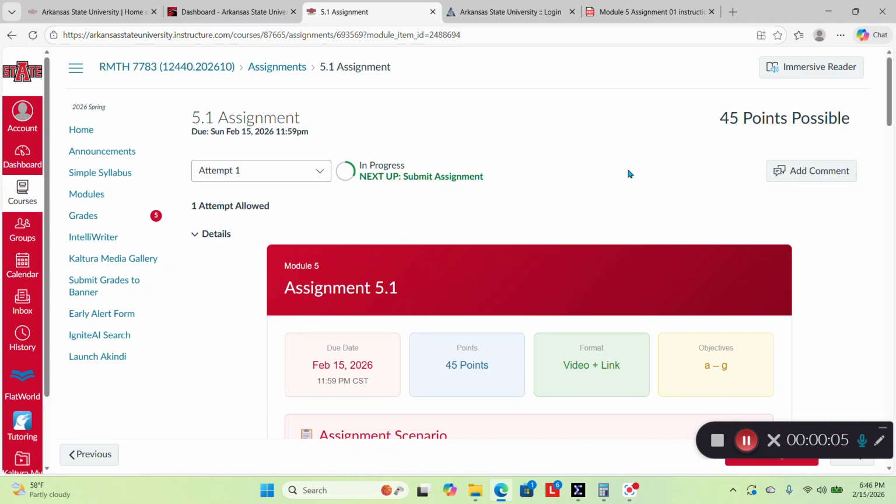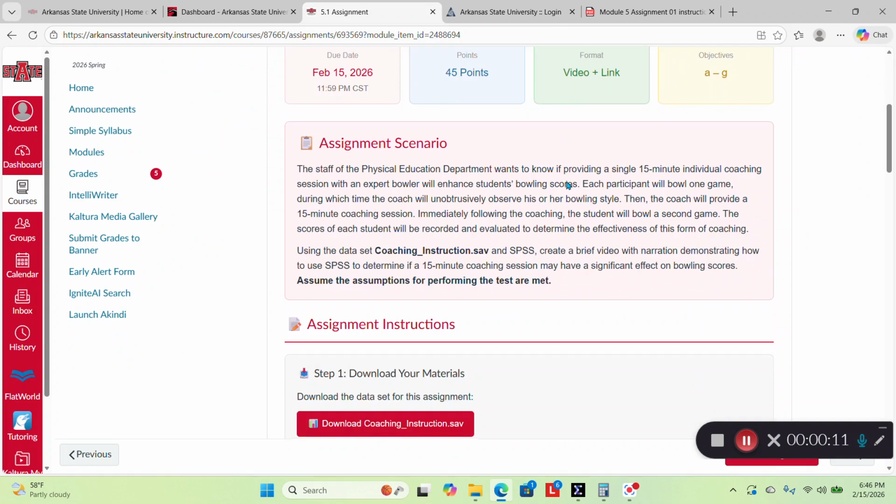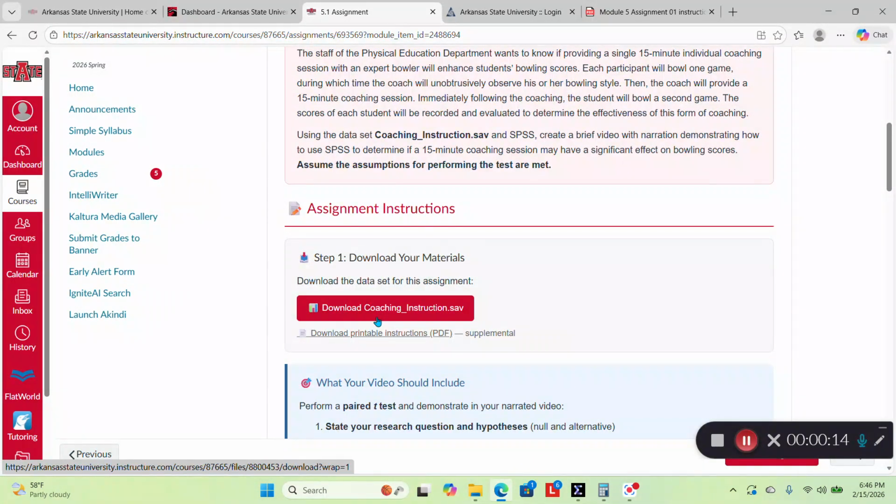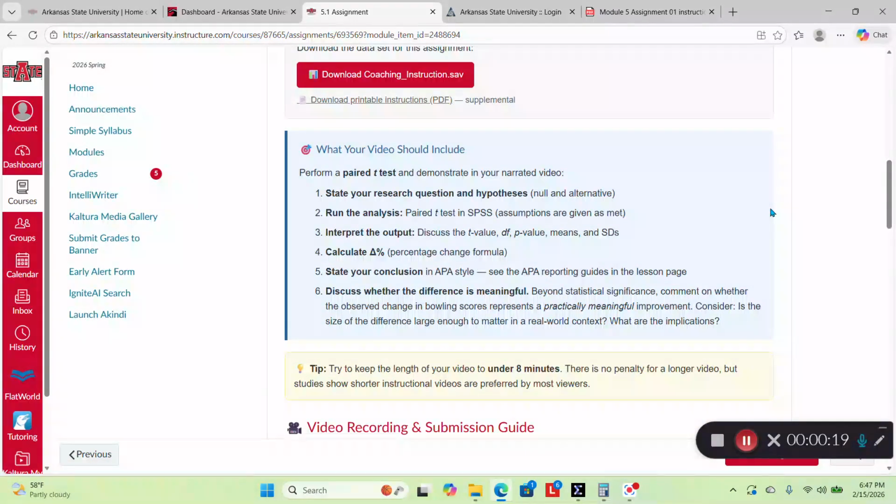I am in Module 5, Assignment 5.1, and we're going to start off this assignment by reviewing the instructions. So here's the data set that we're going to be utilizing, which is the coaching instruction data set. And then our video should include a paired t-test. We're going to state our research question and hypothesis, run an analysis. We're going to interpret the output. We're going to calculate the percent change between the data set. We're going to state our conclusion in APA style, and then we're going to discuss whether the differences are meaningful in a real world experience.